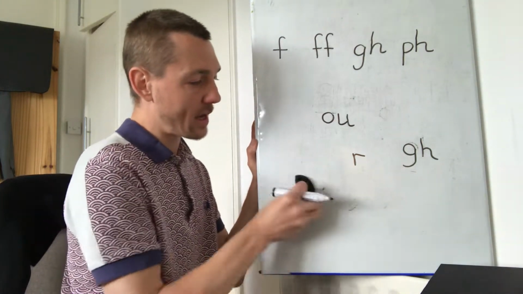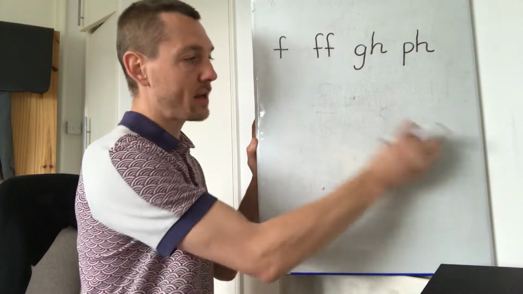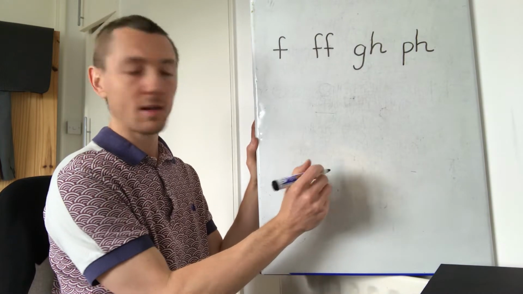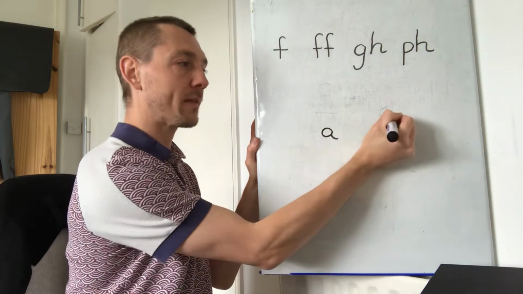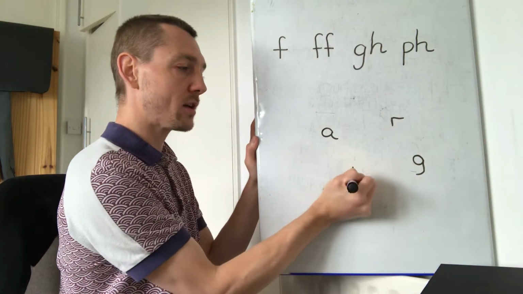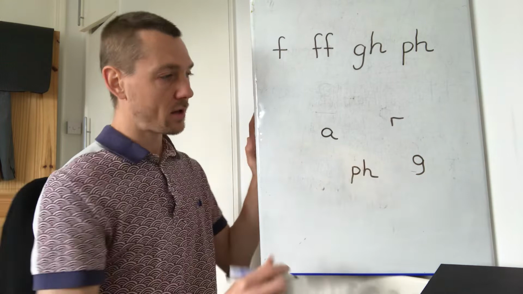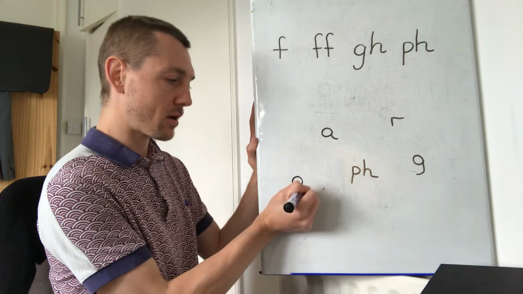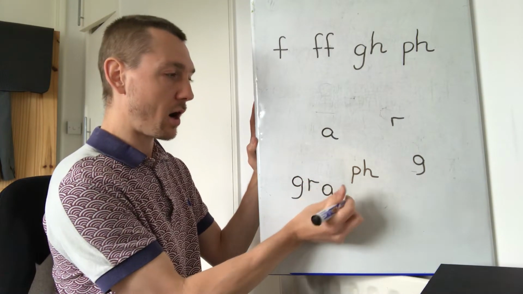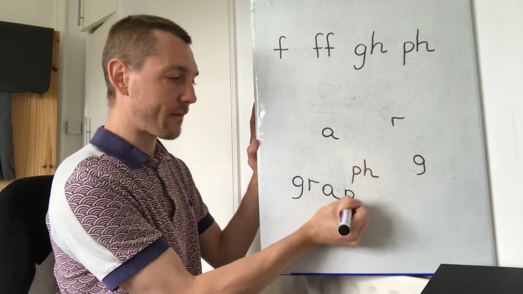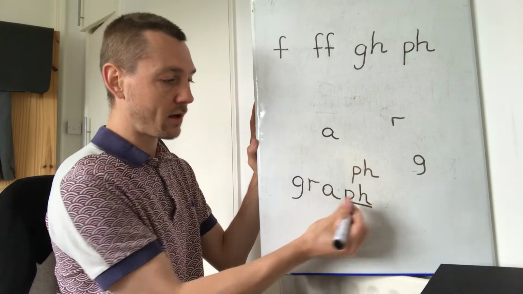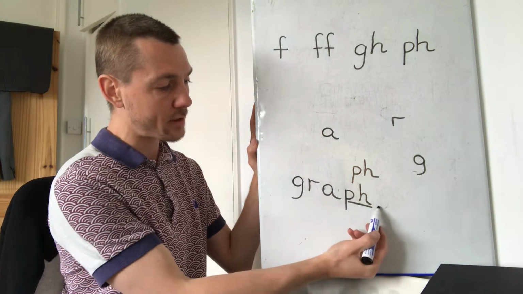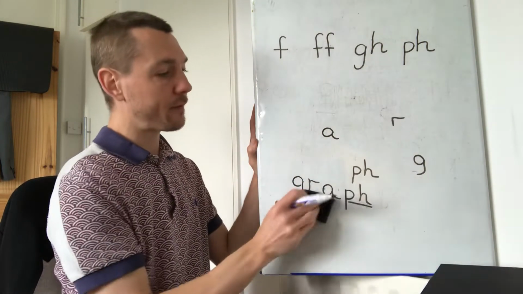Okay, remember, at any point in the video you can pause and give yourself some more thinking time, okay? If it's going too fast. So, what about this word? These are the sounds that you need to build the word graph. Graph. And we can say g, r, a, and we've got the PH spelling of f again. We say graph. PH spelling of the f sound.